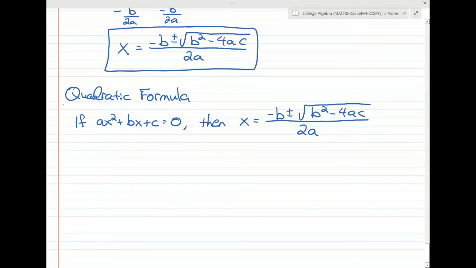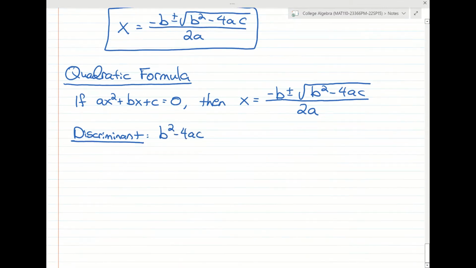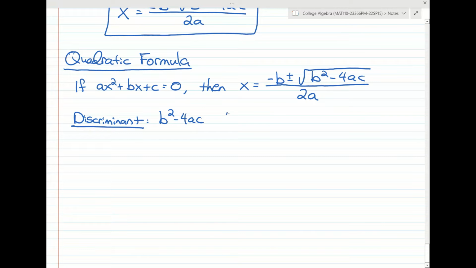Let's take a look at some examples using the quadratic formula. And I also just want to mention something before we move on called the discriminant. The discriminant would be what's inside the square root, or b squared minus 4ac. This tells us what's called the nature of roots. And when we're talking about nature, we just mean what does the graph actually look like?